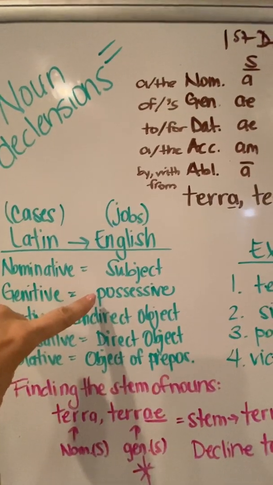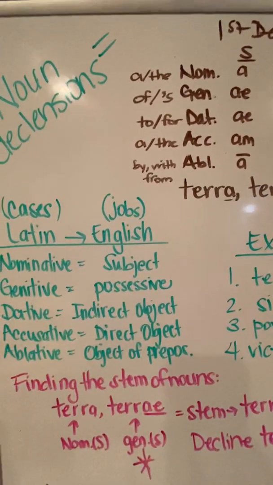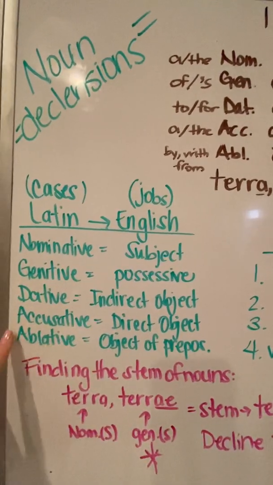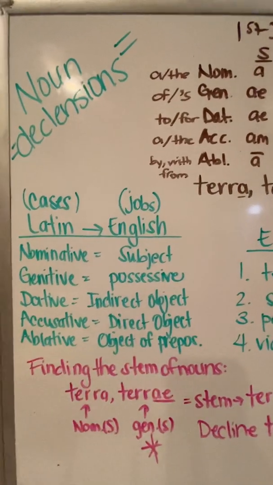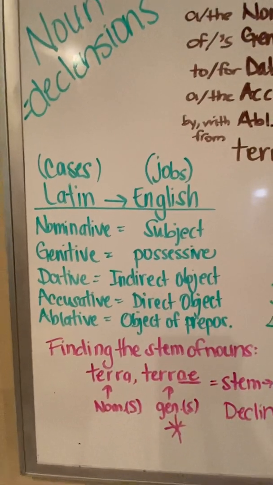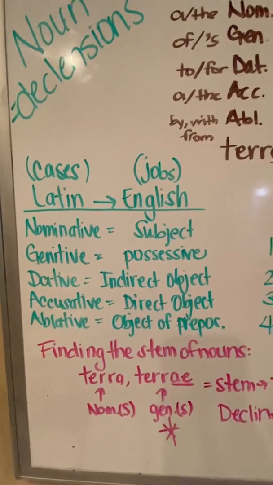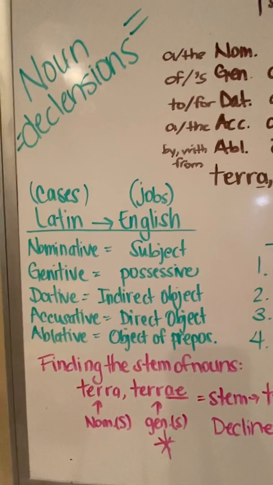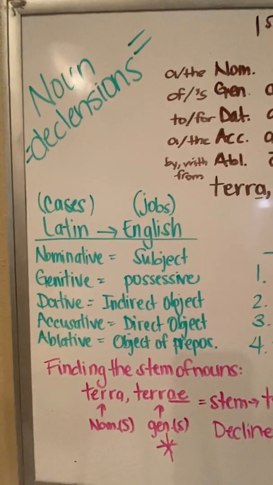In Latin, they also like to use the word of that starts in front of the word that is possessive, of Mary, something like that. The dative is an indirect object, accusative is a direct object, and then you have an ablative, which is an object of a preposition. So the quick chant is just nominative, subject, genitive, possessive, dative, indirect object, accusative, direct object, ablative, object of the preposition. It's just a quick little chant, but it's been really helpful for the kids to quickly retain that information so that they're able to start and work from that point.